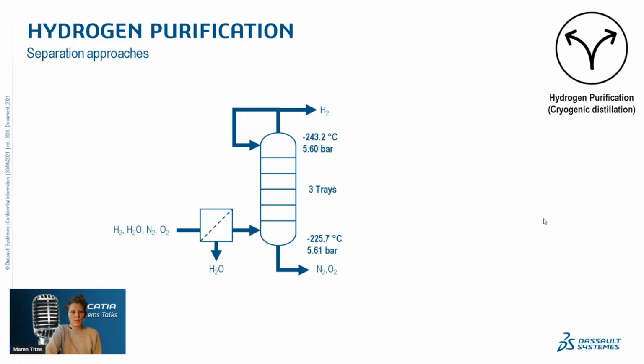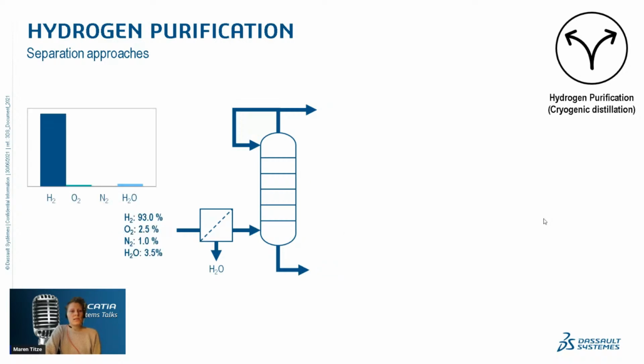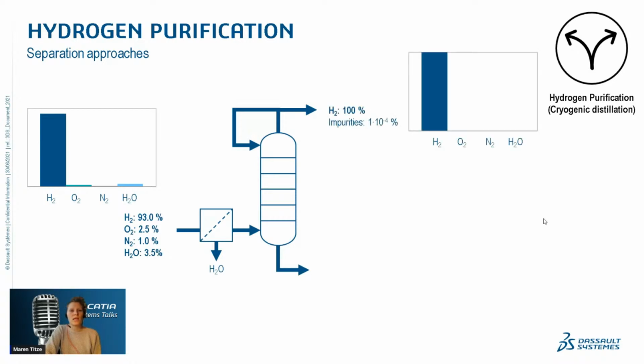But first, some more info. As I said, we are very low in temperature, below minus 240 degrees. And in this system, we have 3 trays. So this is the mixture that goes in. All the percentages you see are in mole fraction. We have 7 mole% of impurities in the hydrogen. And if we have a look at the simulation results, this simulation shows that we get almost 100% hydrogen with a very low amount of impurities. And at the bottom, we get mainly oxygen and nitrogen with a little bit of hydrogen.